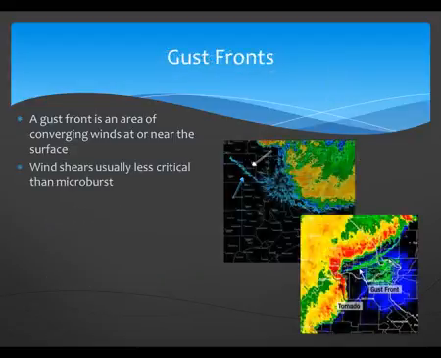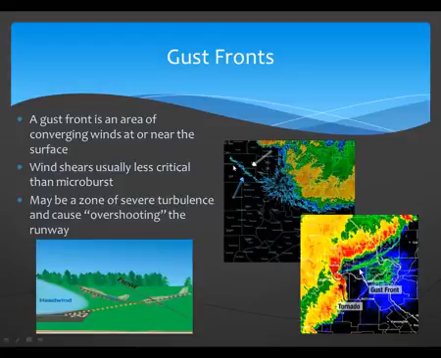A gust front is an area of converging winds that are near the surface. The wind shears in a gust front are usually less critical than a microburst, but they can be zones of severe turbulence. Typically, your headwind is often on the approach to the runway, and a plane that's encountering that sudden increase in winds will tend to experience lift and cause the airplane to overshoot.